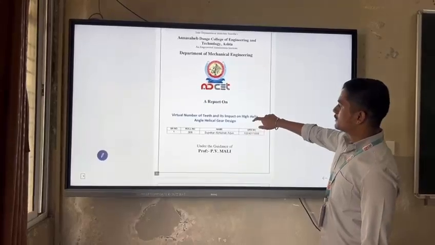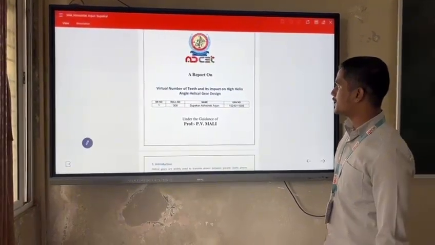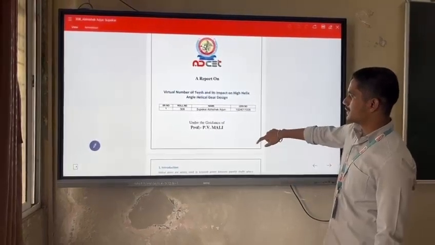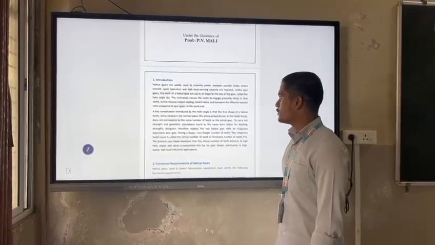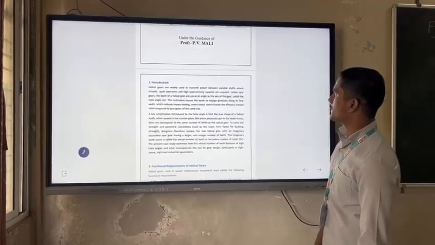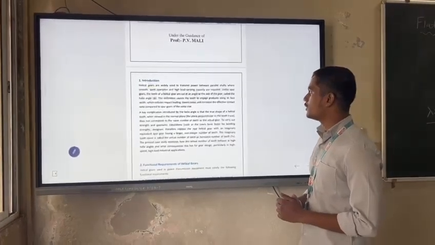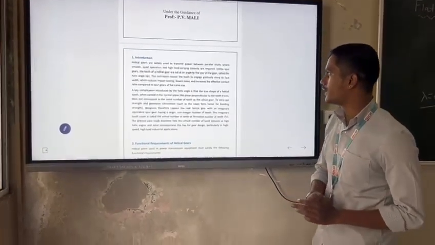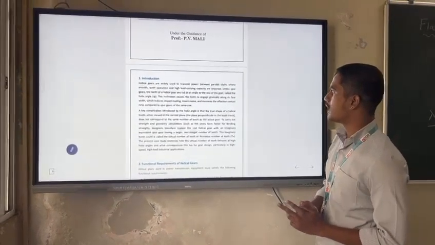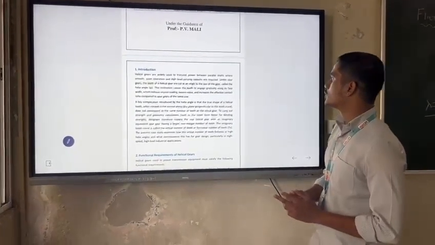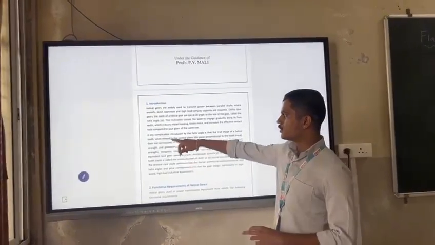I am presenting the topic: virtual number of teeth and its impact on high helix angle helical gear design. The introduction: helical gears are widely used to transmit power between parallel shafts where smooth operation and high load carrying capacity are required. Unlike spur gears, the teeth of helical gears are cut at an angle to the axis of the gear, called the helix angle. It is denoted as psi.